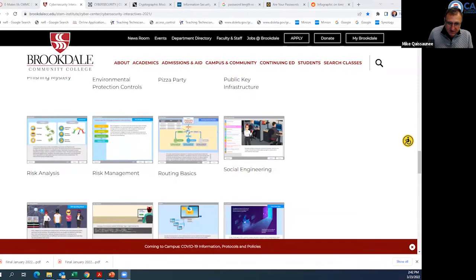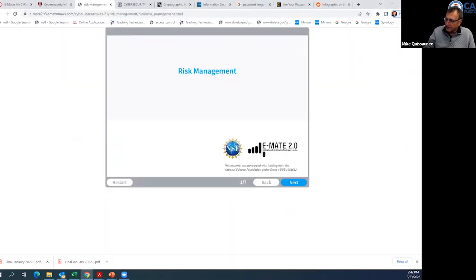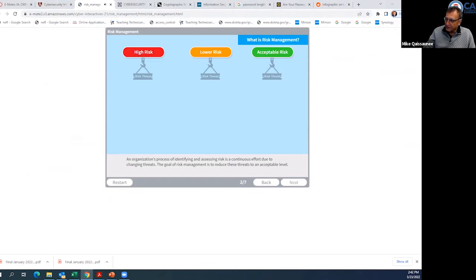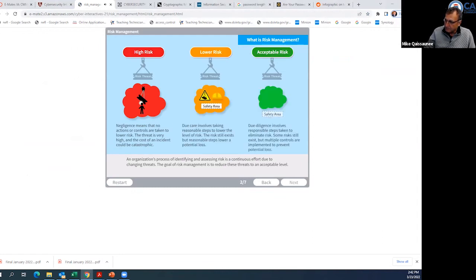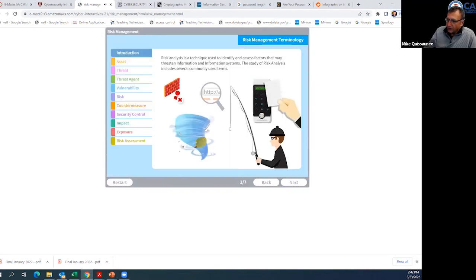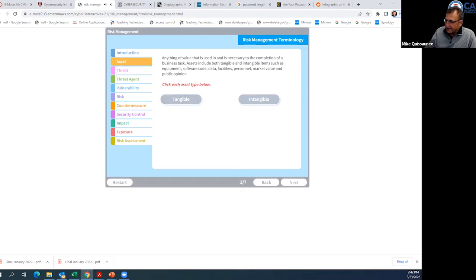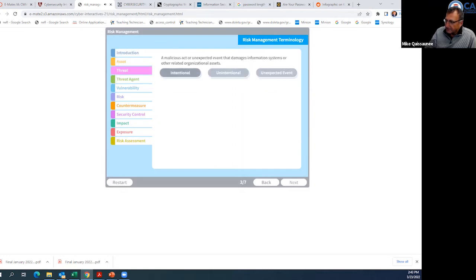Okay, so if you looked at the emates, we have one on risk management and one on risk analysis. So these might be good ones to incorporate if you want to use some of these in teaching these concepts within your classes. If we look at the risk management one, it looks something like this. And we go into the whole idea of high risk versus low risk and acceptability of risk. We give some examples. We introduce the terms due care versus due diligence and give examples of what the difference might be. And then we do an overview of the basic terminology that's necessary to understand risk. So we talk about assets and the different types of assets, tangible versus intangible, and what a threat is, and a threat agent, and so on.